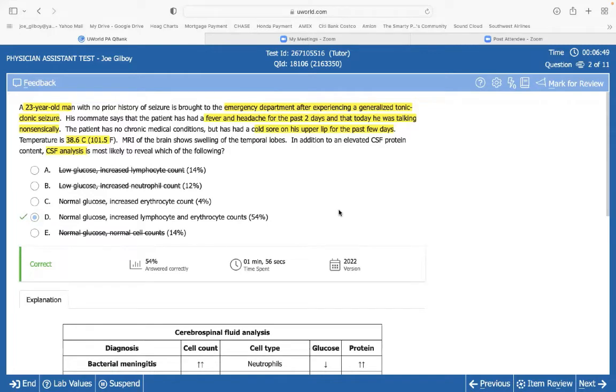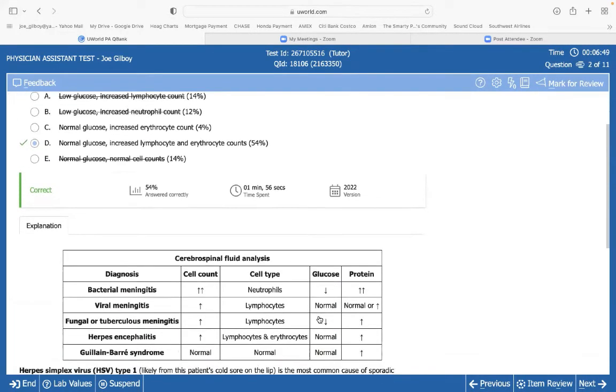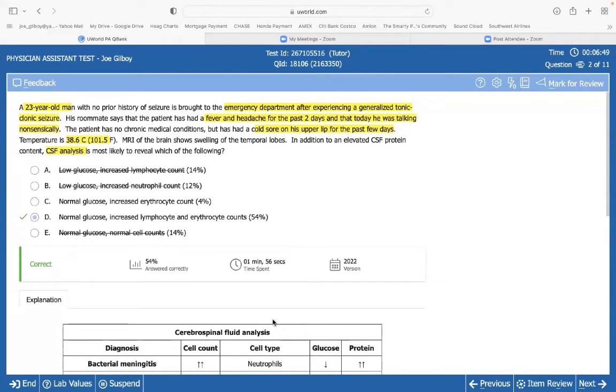And then what you'll see if you read up on viral ones, especially the herpes one, is they can cause elevated erythrocytes. Does everybody see this? But does everybody see the common sense we use? I've been doing this for so long, guys, I can show you where students go wrong. Low glucose with a viral infection, I don't know what they're doing here, but they're way off base. And then normal glucose, normal cell count, no, it's not. It's going to have the elevated lymphocytes.